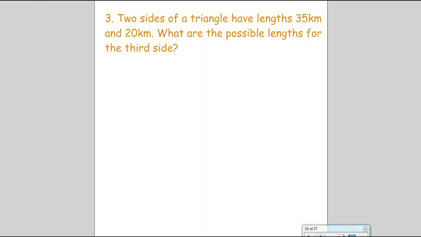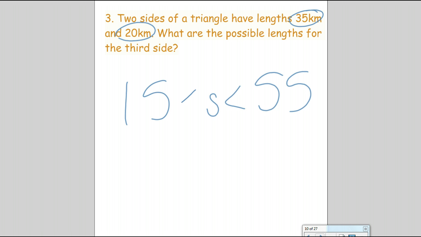Kenneth, what's your answer to number 3? Okay, what I want you to do is take these 2 numbers and add them together. 55 is your max. Now I want you to subtract them. 15. Okay, so we've got a max and we've got a min. We put S in the middle and we put our inequality signs. We want S to be less than 55, but S needs to be greater than 15. That's the answer. So this is really easy.